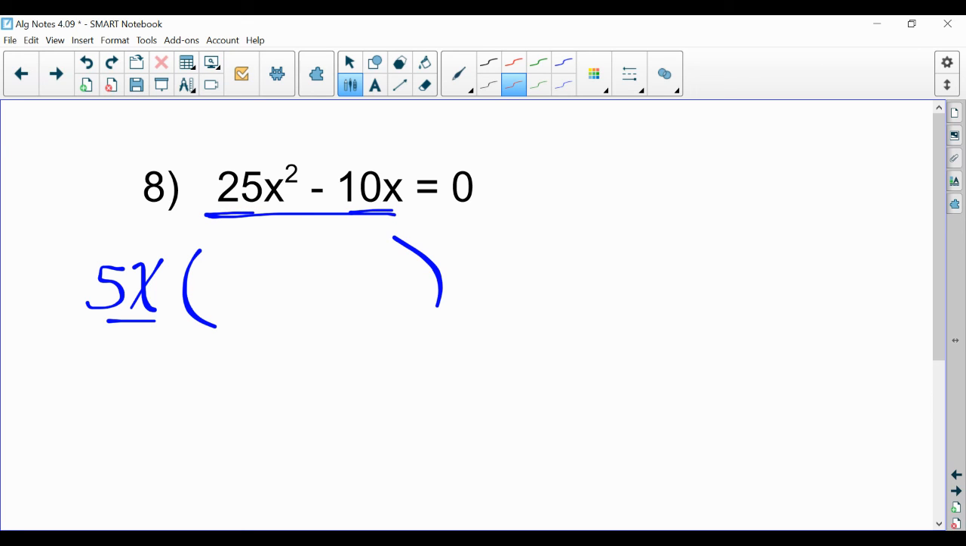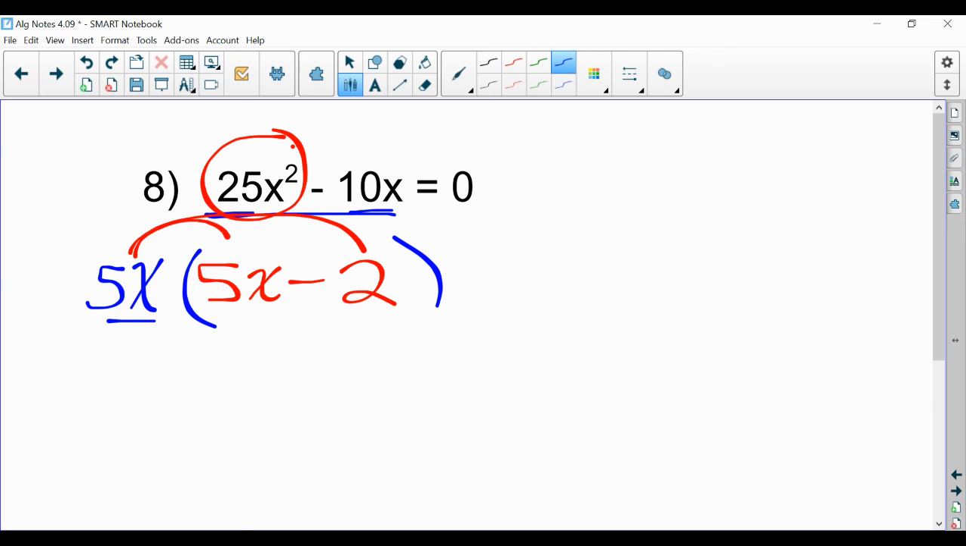If you didn't pull out the 5, it's not a big deal. That won't lead you to getting the question wrong. It's more important that you pull the x out. But pulling the 5 out will just make things a little easier in the end. Okay, so what do I multiply 5x by to get 25x squared? I need another 5 to get up to 25 and another x to get to x squared. What do I multiply 5x by to get to 10x? Just a 2. Not another x, otherwise I get another x squared. So 5x times 5x minus 2 is equal to 0.